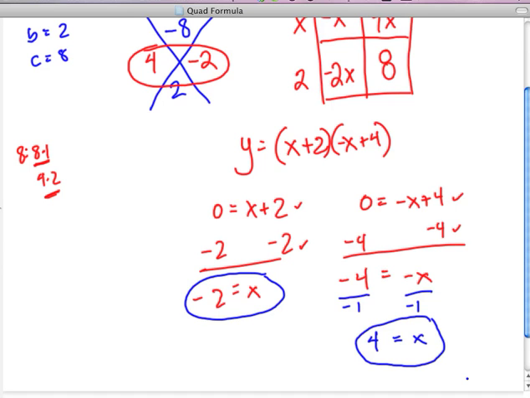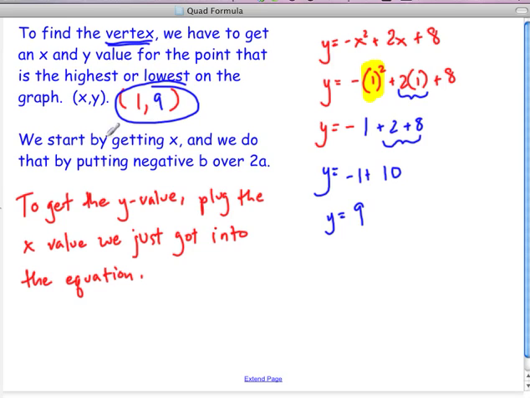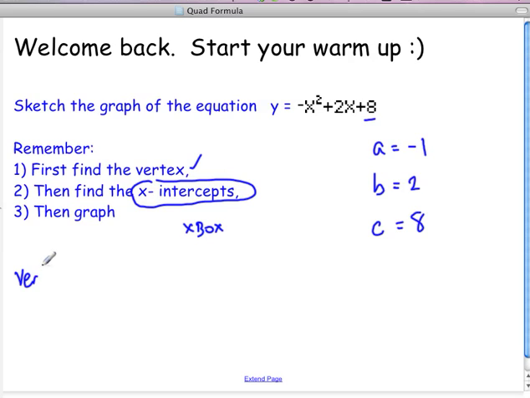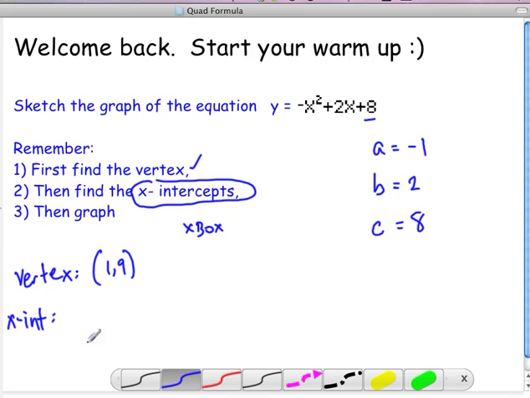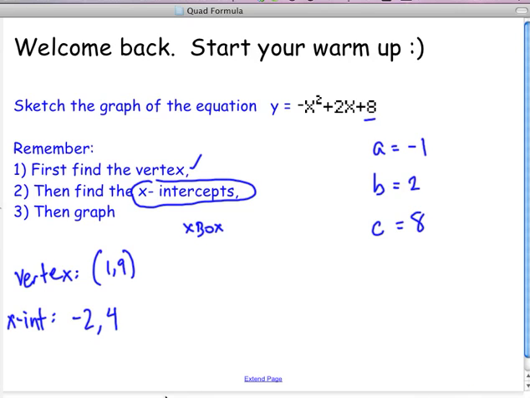X equals -2 and x equals 4, and my vertex, 1, 9. X-intercepts -2 and 4. Okay. So with that information, I can graph.